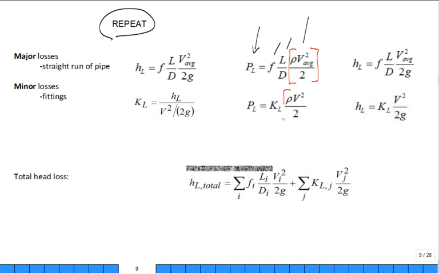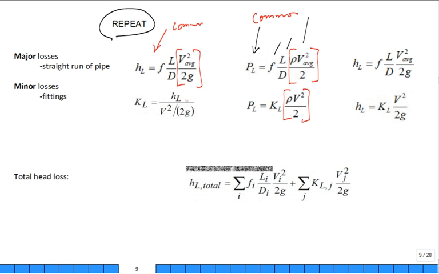For minor losses, the same, rho v squared over 2, but you have the loss coefficient. These are very common to work in. It's also common to work in head directly. It really only changes what is multiplying f L over D. Okay?